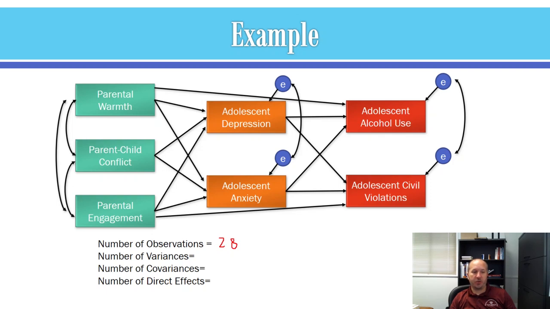And then we need to total up our total number of variances, and that should be the same, where we have 1, 2, 3, 4, 5, 6, 7 total variances. And then our total number of covariances, so that's going to be our correlation terms in the model. And we have 1, 2, 3, 4, and 5. So 1, 2, 3, 4, 5 total covariances.